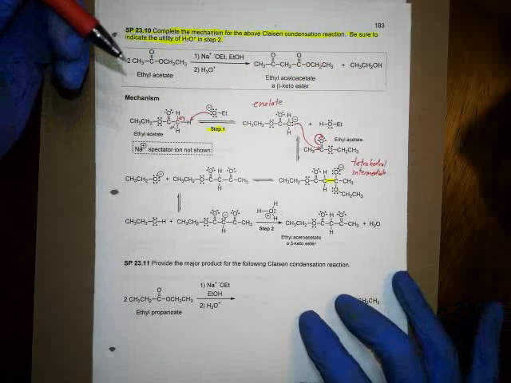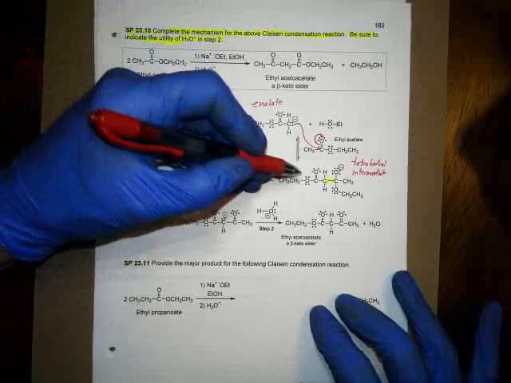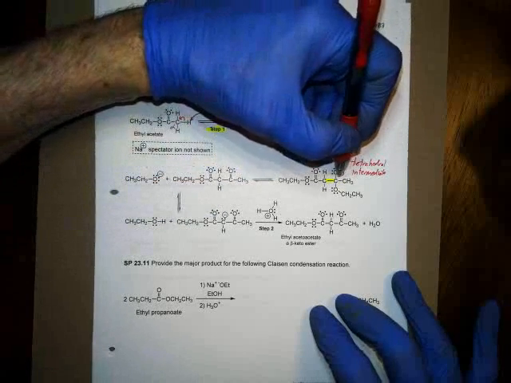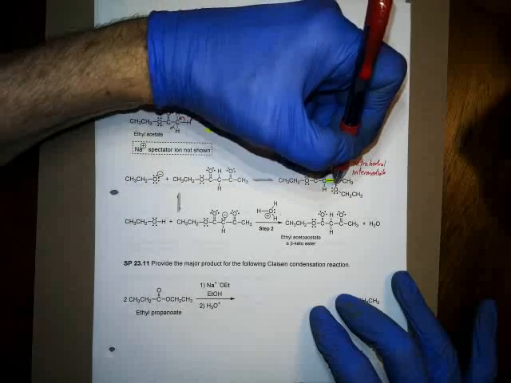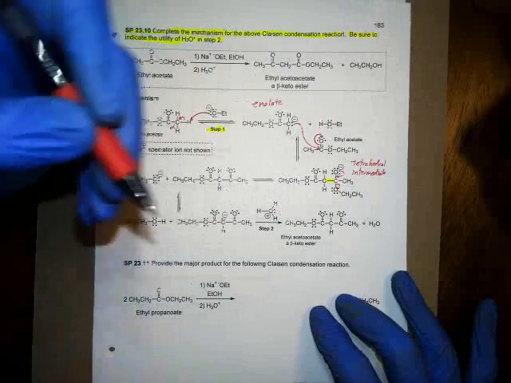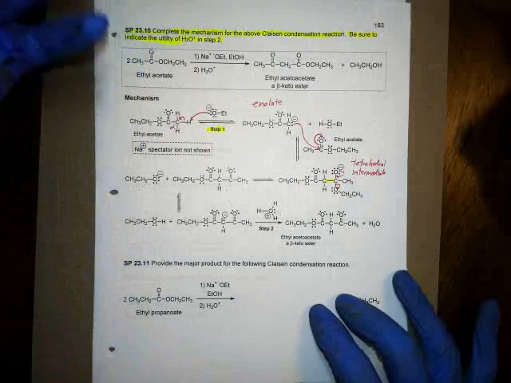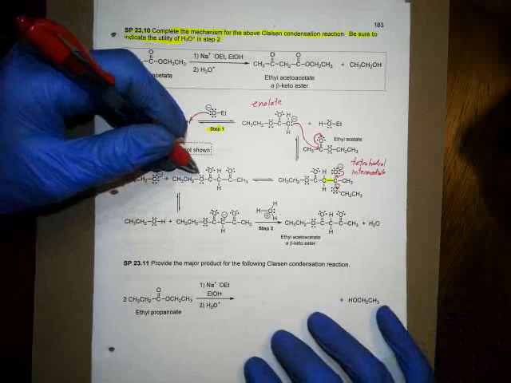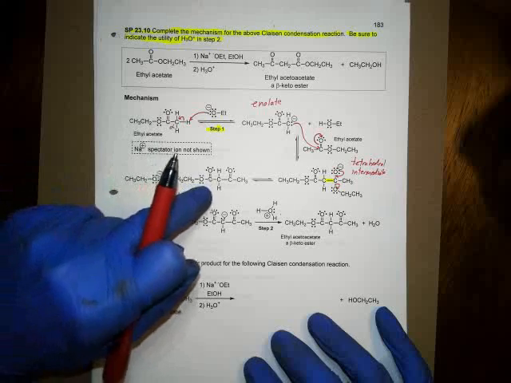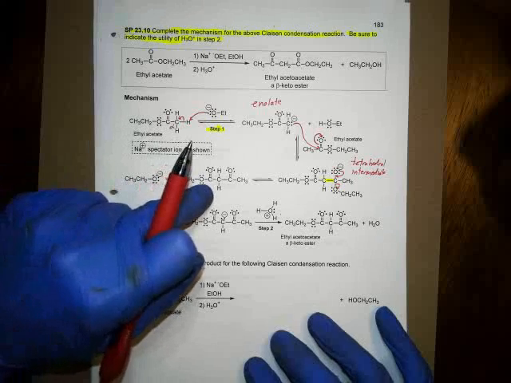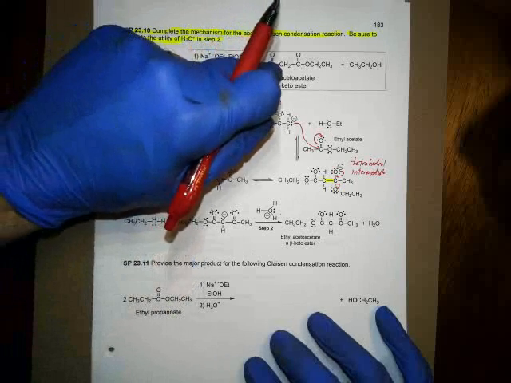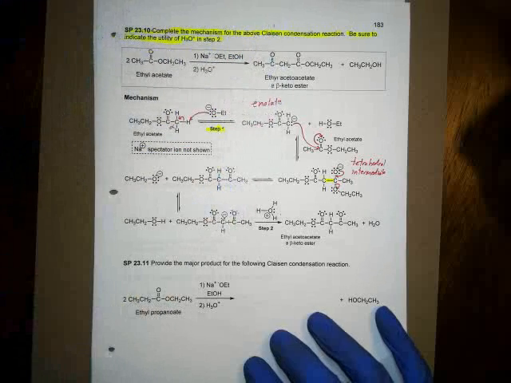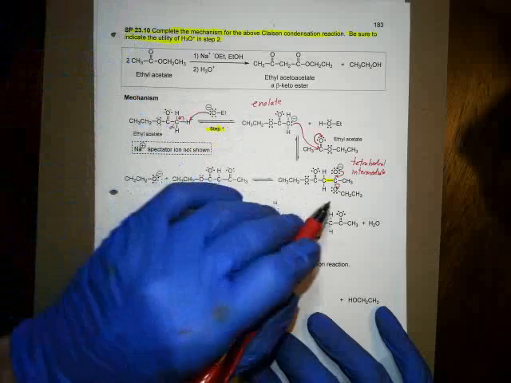Now the next step's pretty simple. You can revert back, but another thing that can happen is this can collapse, displacing this ethoxide anion, which happens to be the base that you catalyze this reaction with. And so there we have our product. If you look at this structure here, it's identical to that structure there. These are identical compounds. Well, we're done. Hold on, we're not.